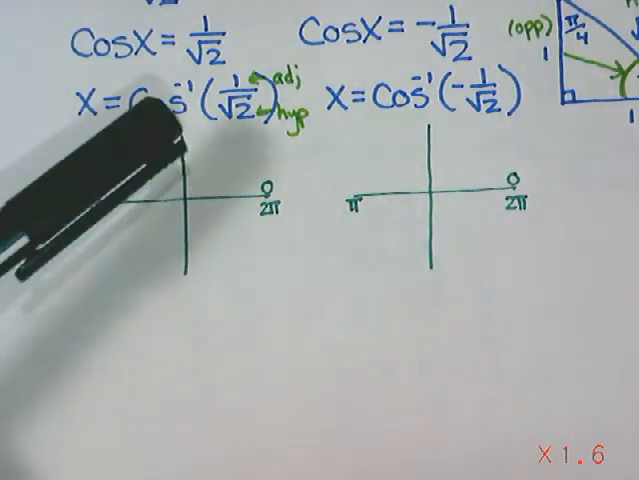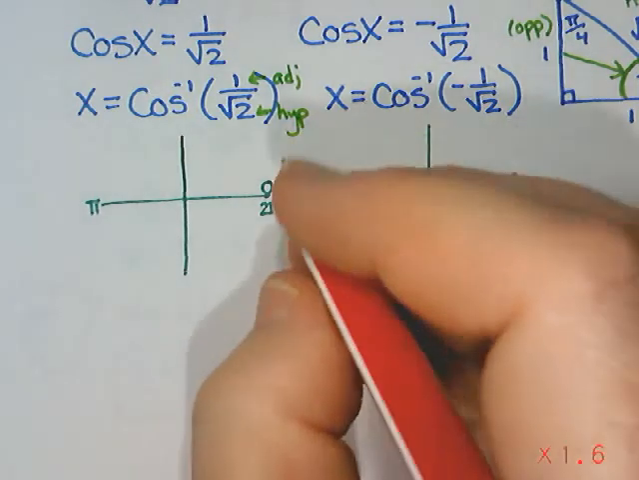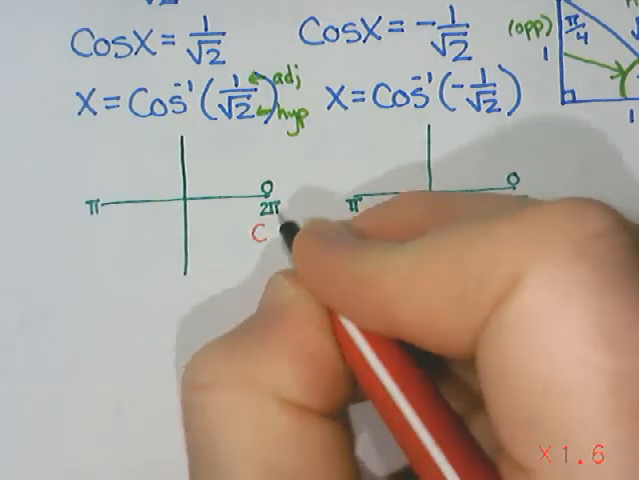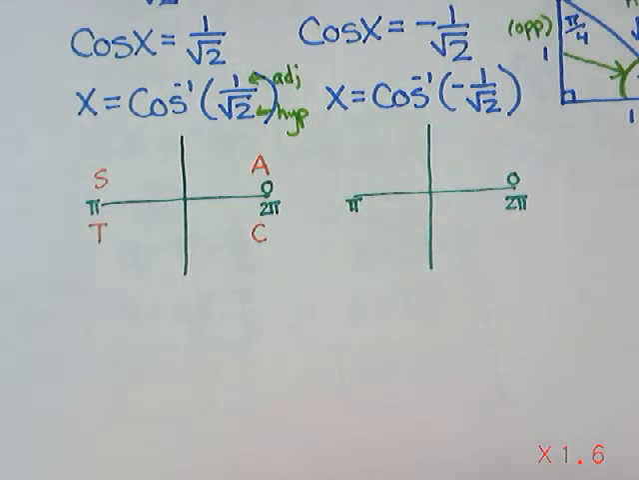Okay. First one is 1 over root 2. It is positive 1 over root 2. So we are interested in where cosine is positive. So I'm going to use my CAST rule. It starts in quadrant 4. We write C, A, S, T. So we're looking for where cosine is positive.